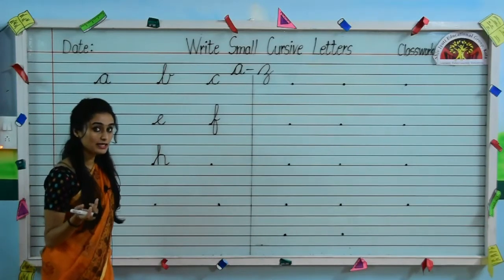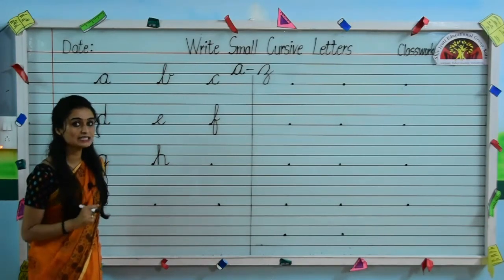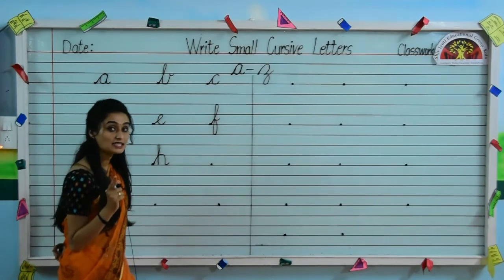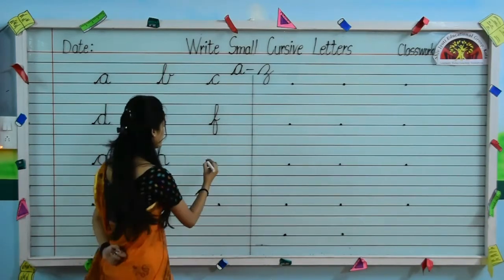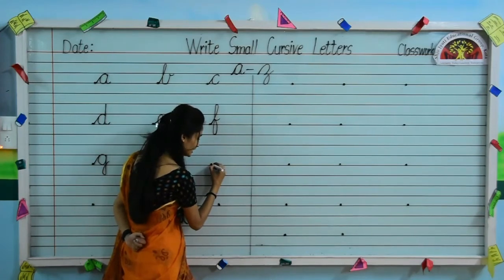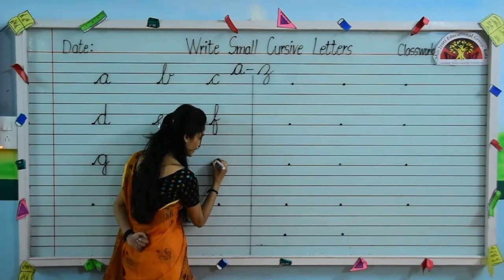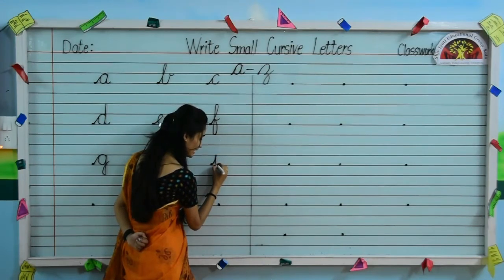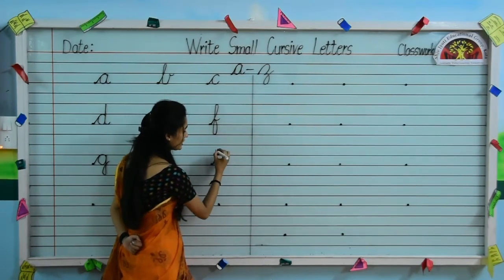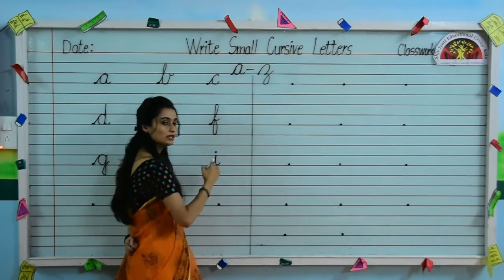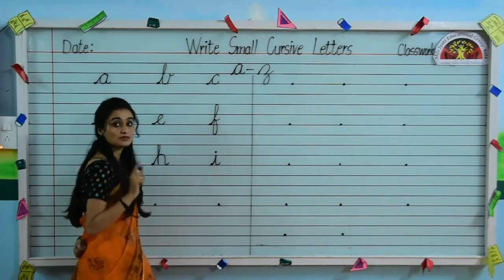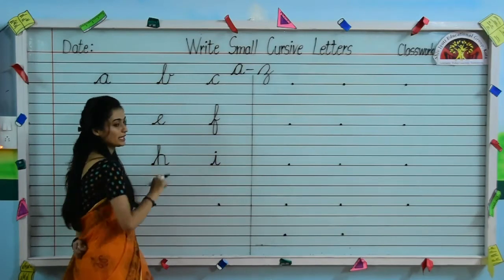Now the next one is, what comes after H kids? After H the next letter is I. So put your pencil on the dot. Slanting line up, touch the second line, come down straight and out like this and put a dot over it. This way you have to write your letter I.